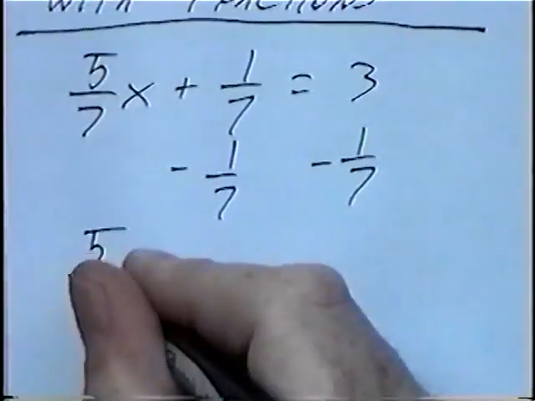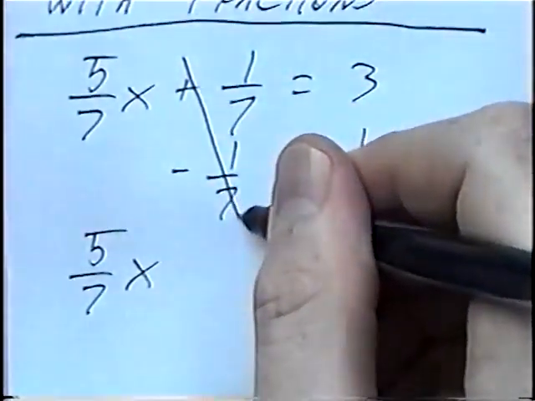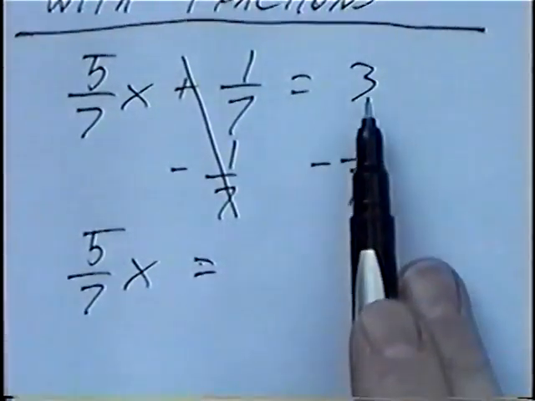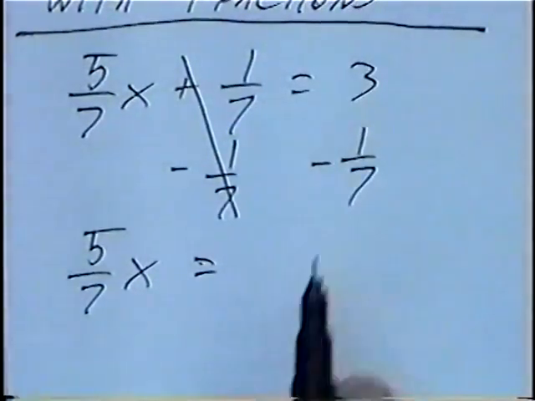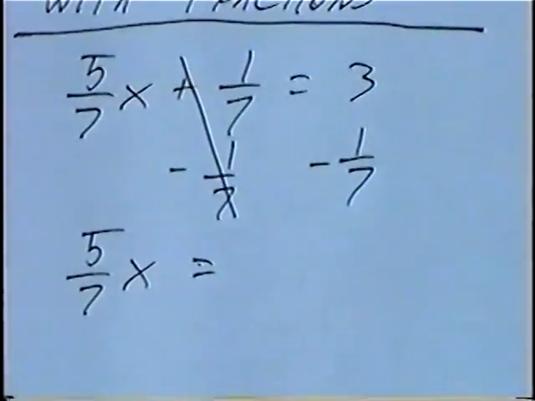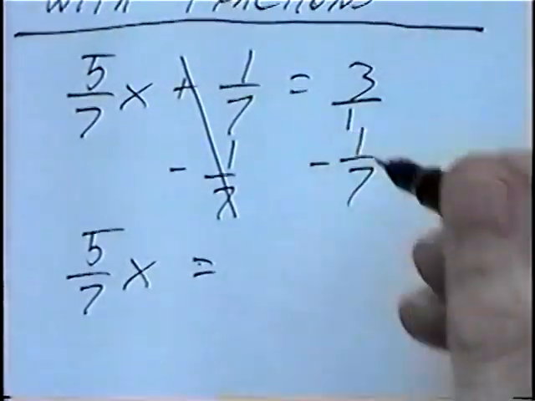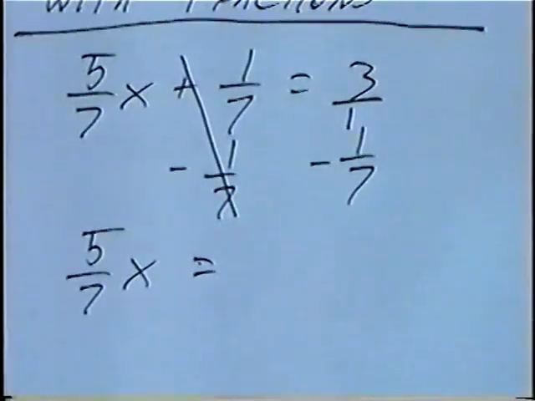5 over 7x would stay the same. Plus 1 over 7 minus 1 over 7 would cancel. And we have the question 3 minus 1 over 7. To subtract numbers with fractions, we can first make all numbers fractions. 3 we can make a fraction by putting in 1 for the denominator. So we have 3 over 1 minus 1 over 7.